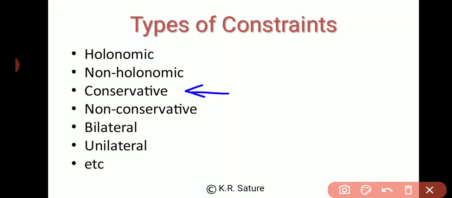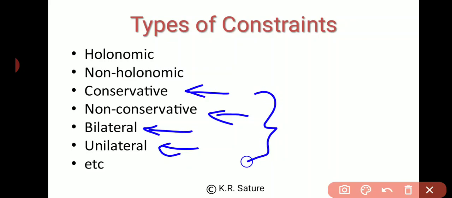Conservative. Conservative means something is conserved. So in this case, the energy is conserved. If there is some constraint by which the energy of the system is conserved, then we say that the constraint is a conservative constraint. If the energy is not conserved, then it is a non-conservative constraint. There is bilateral constraint and unilateral constraint. It depends on the motion of the particle. If the particle is allowed to move only in one direction, then it is a unilateral constraint. If the particle is allowed to move in two directions, then it is a bilateral constraint.